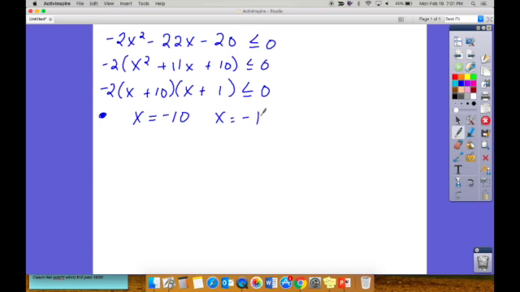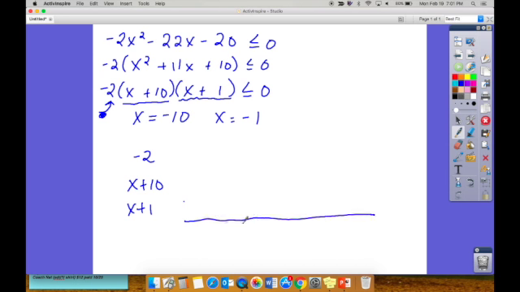Now I'm going to do my sign chart. This is how we do a sign chart. We take all of our factors, this one, this one, and this one. And yes, I know negative 2 did not result in a zero, but it's still sitting there waiting to be multiplied. So we're going to use negative 2, x plus 10, and x plus 1. Then we have our little sign chart line here, which represents kind of the x-axis. And then we put our zeros on there: negative 10 and negative 1.